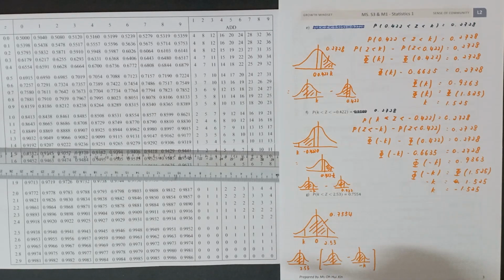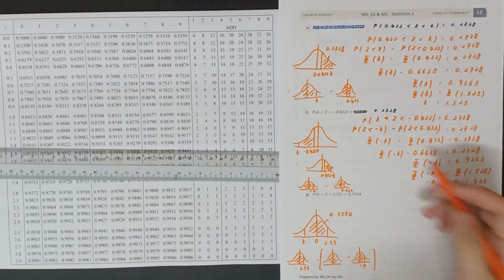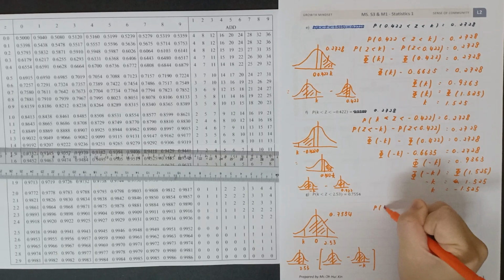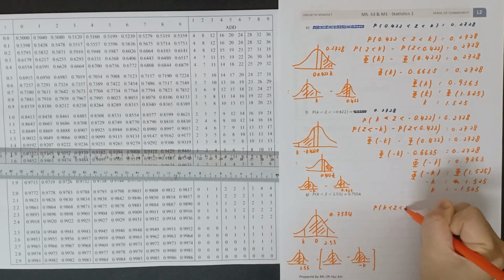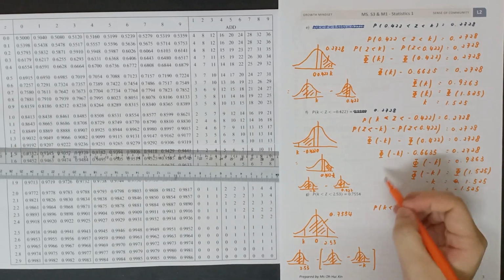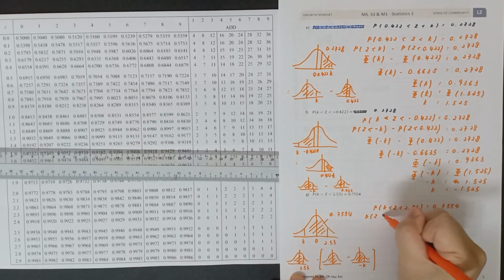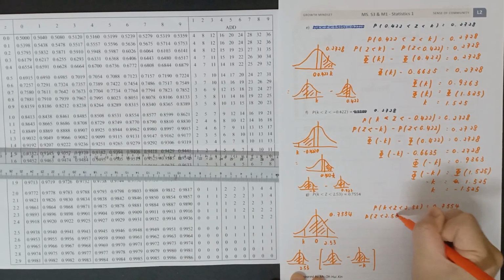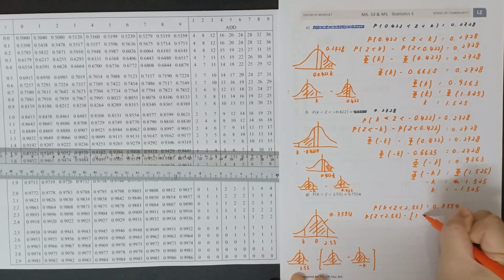I do not want to spend more time explaining here, but the idea is that you do a reflection for K, because you cannot find this area directly since it is the more than side, so you are finding the less than here. Then you use 1 minus. So probability for Z smaller than 2.53 equals 0.7554. Then probability for Z smaller than 2.53 minus 1 minus probability Z smaller than negative K equals 0.7554.